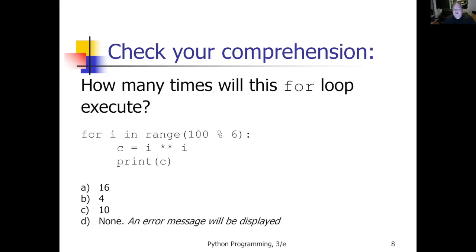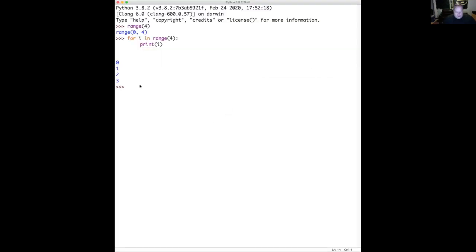How many times will this for loop execute? For i in range(100 % 6). What does that even mean? Let's take a look in IDLE and see what that means. Let's pop over to an IDLE terminal. What is 100 modulus 6? It says it's 4.